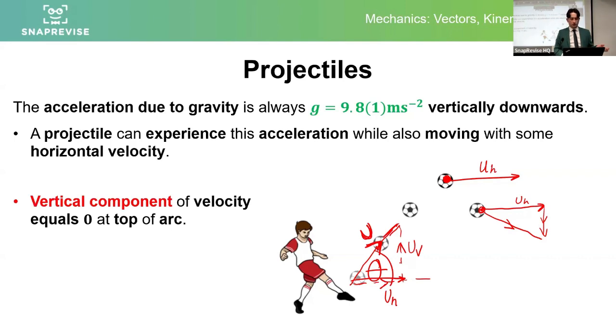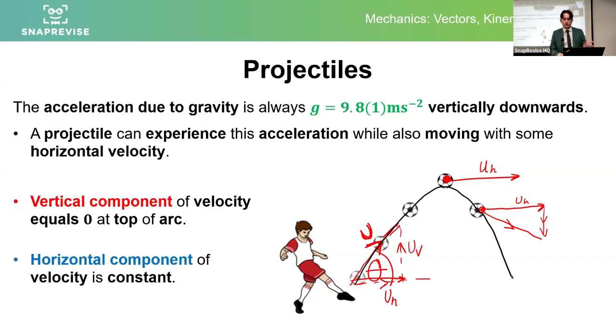So the vertical component of velocity is 0 at the top of the arc. However, it is still moving horizontally the whole time. So the horizontal velocity is constant. That's the key thing. So I'm hoping that's clear to everyone, but that's the bit we don't always get time to discuss enough. So please do ask if you're still unsure.